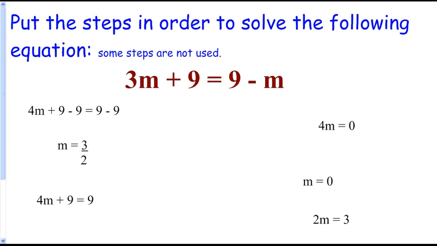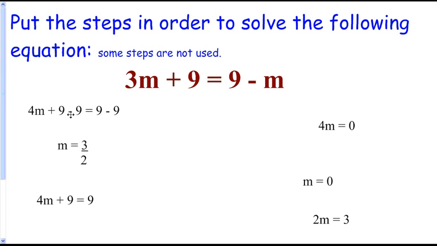Okay, here's a slightly complicated one. This one has more steps involved. It says, here are the steps, put them in order to solve the following equation. So, there's a couple of things here. We have an m on this side, we have an m on this side. We need to collect those like terms, and we need to get them all on one side. So get all the like terms on one side and all of the other terms on the other side. So which step does that?